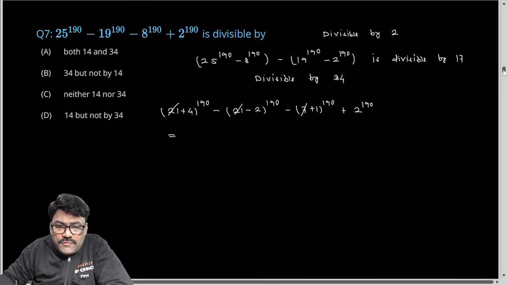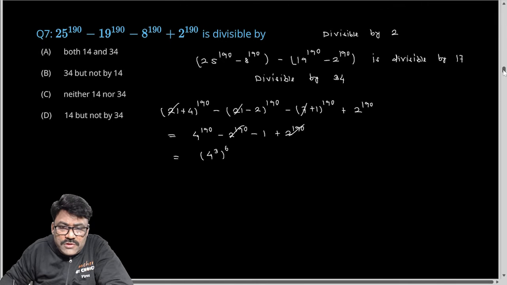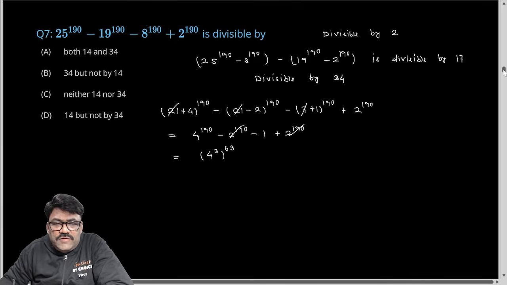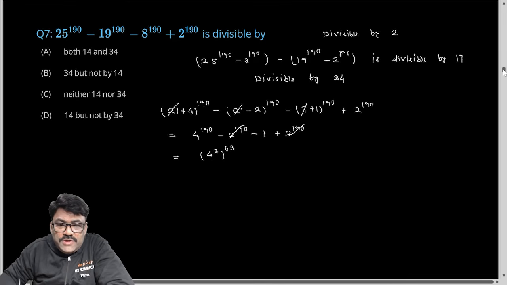So now I'm left with what? 4 raised to 190 minus 2 raised to 190 minus 1 raised to 190 plus 2 raised to 190. So this one cancels. Now 4 raised to 190, I can write it as 4 cube raised to 63. Yes, 63 into 3, 189. But 190 I have, so let's put 4 here, minus 1.